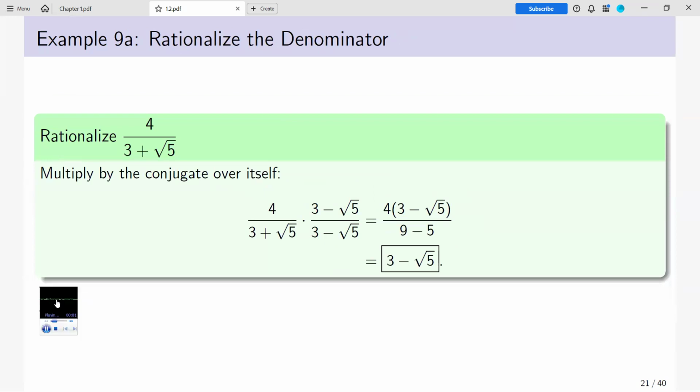The conjugate changes the denominator into 9 minus 5. Since that equals 4, it cancels the factor 4 in the numerator and leaves 3 minus square root of 5.